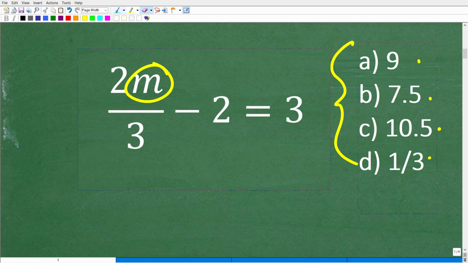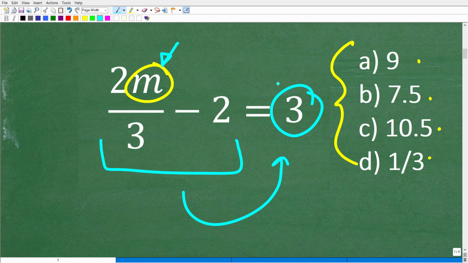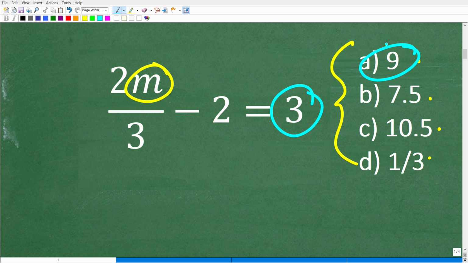But effectively, we're looking for the number such that we would plug it in and replace this m, and we do the math over here, it's going to be the same as this number, which of course is 3. Now you could test these numbers, right? You can go, all right, let me just check 9 here. If m is equal to 9, what's going to happen over here?